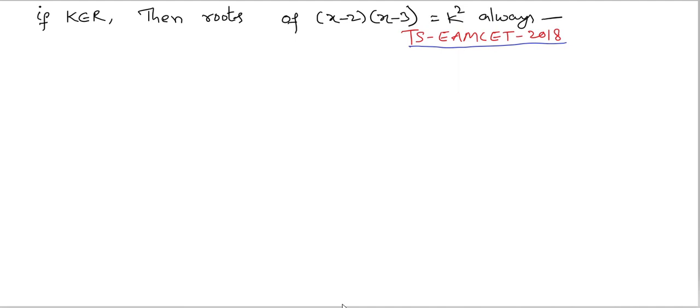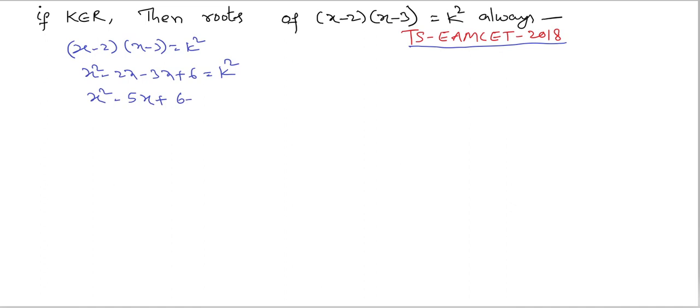If k belongs to R, then the roots of x minus 2 into x minus 3 is equal to k square is always dash. So here is given the equation is x minus 2 into x minus 3 is equal to k square. That is x square minus 2x minus 3x plus 6 is equal to k square. So x square minus 5x plus 6 minus k square is equal to 0.